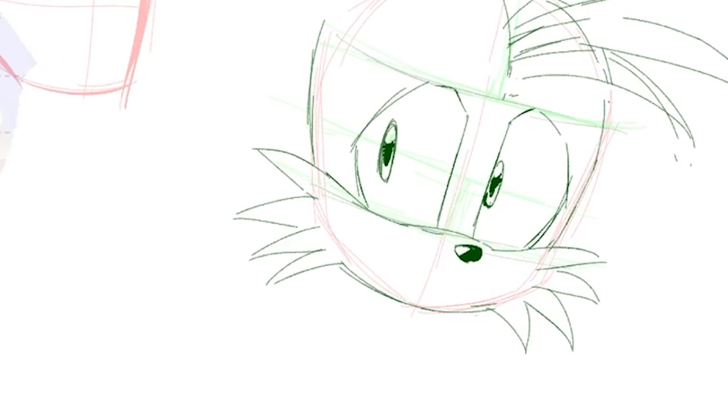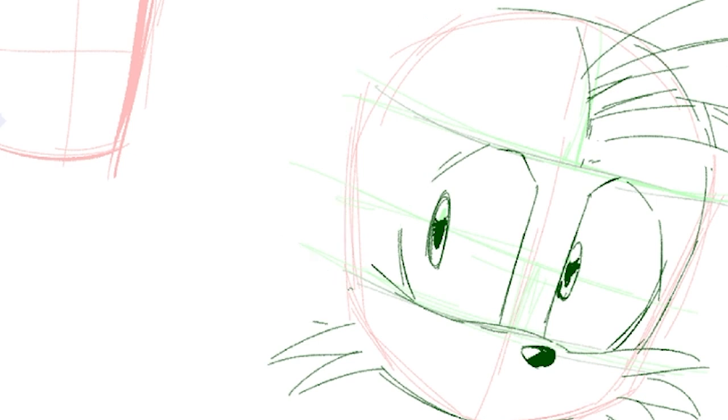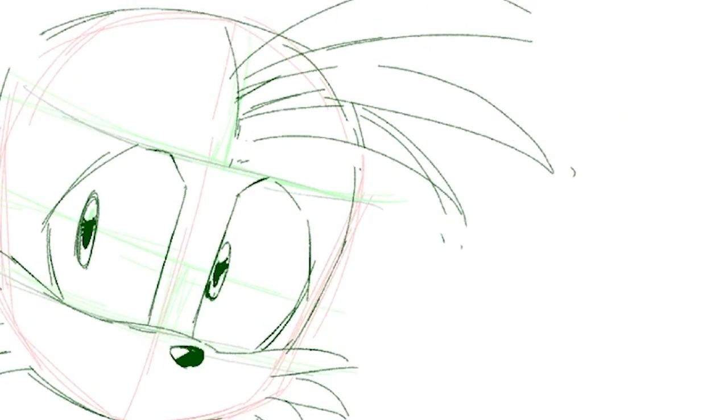Tails is a fox. Kind of? No. He's definitely a fox. And so his ears are completely different from Sonic or any kind of Sonic character, really. They're huge, and they're similar to Blaze, if you've ever drawn her. It's like a triangle that's three-dimensional and big, and it helps frame the weird shape of his head, and it comes together that way. So let's place them on the top of his head.